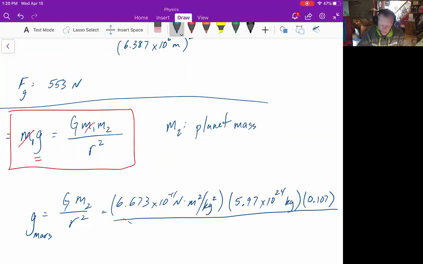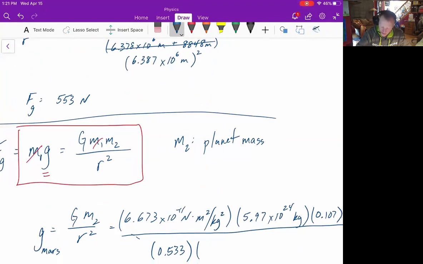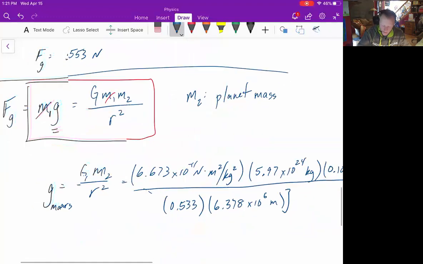And then, okay, so then radius squared, we know that it's 53.3% of Earth's. And the radius of Earth, you can see at the top of my screen, is 6.378 times 10 to the 6th meters. But I have to square that whole thing.